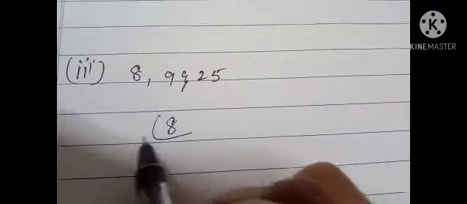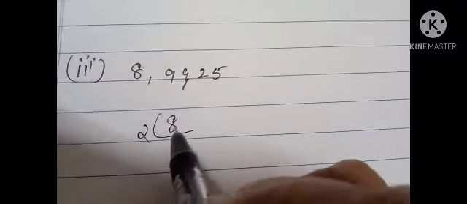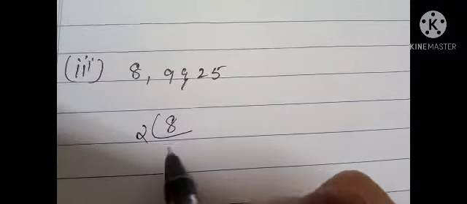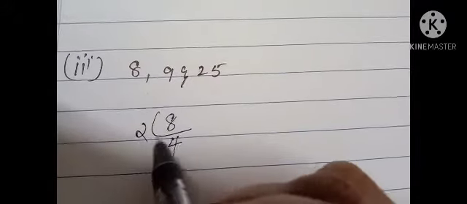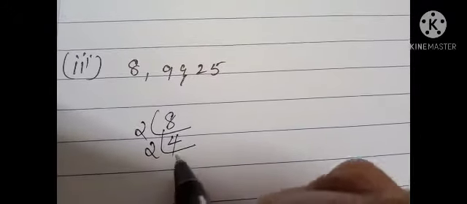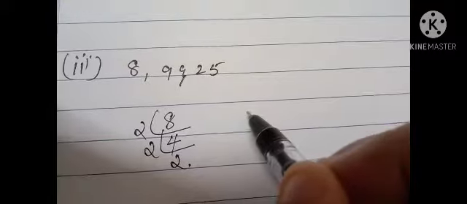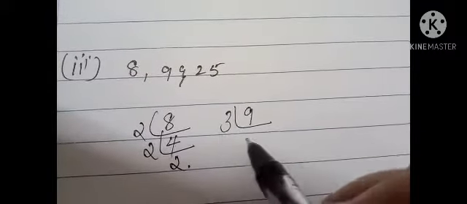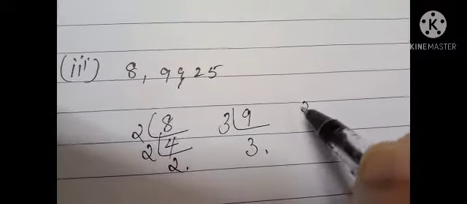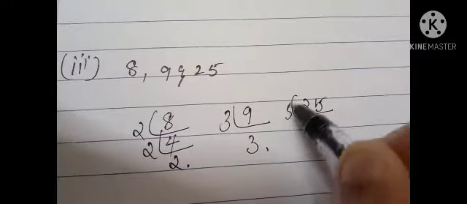The next question is find the LCM and HCF of 8, 9 and 25. So here we have to prime factorize 8. It is divisible by 2. 4 2s are 8. Again it is divisible by 2. 2 2s are 4. Then 9 is divisible by 3. 3 3s are 9. Then 25 is divisible by 5. 5 5s are 25.